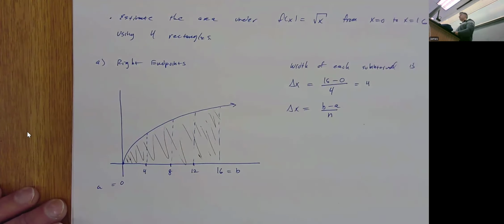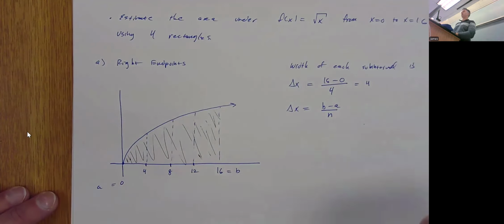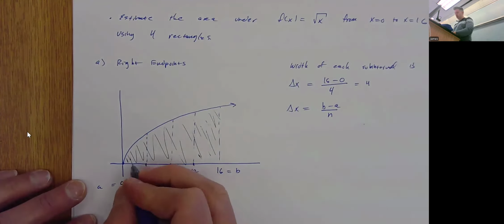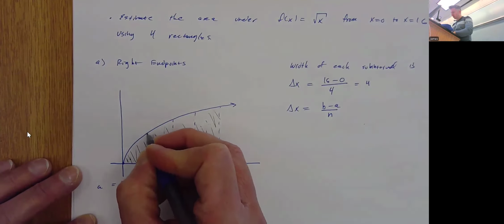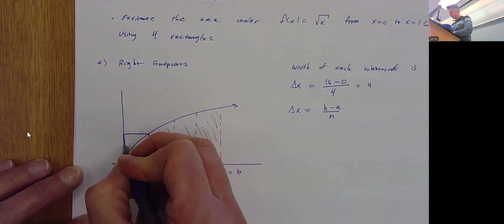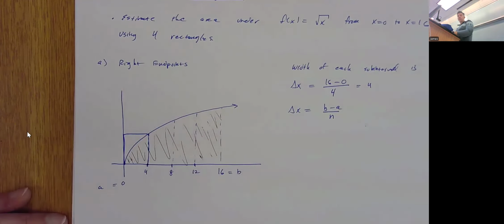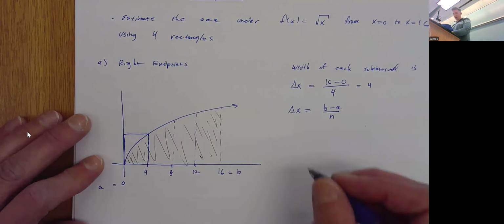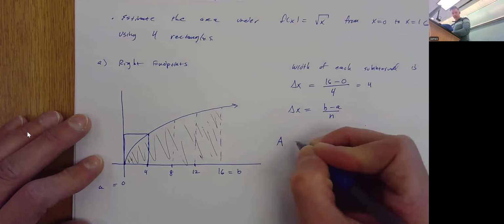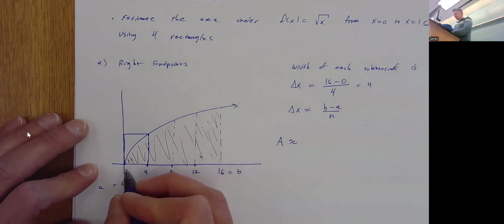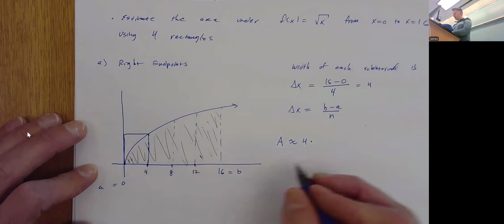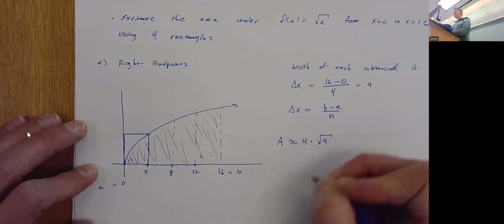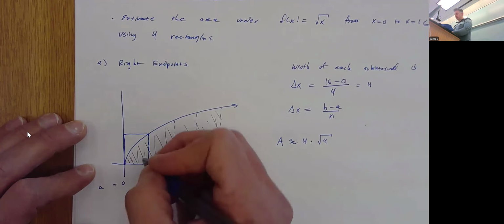In this case, for each subinterval, we're going to draw a rectangle using the right endpoint of that subinterval. So for this first subinterval, we're going to use the right endpoint 4, and we're going to find the function value at 4 and use that for the height of the rectangle, which is clearly going to be an overestimate. So if we start writing our approximation for the area, it's going to be approximately the first width, which is 4, multiplied by the first height, which is the square root of 4. That's your base, that's your height.